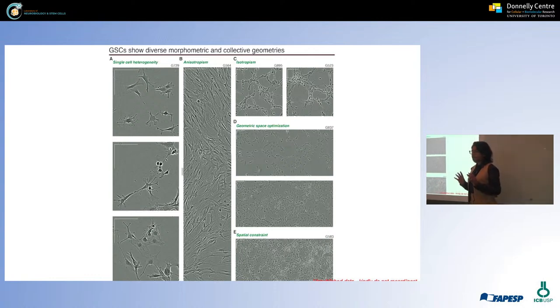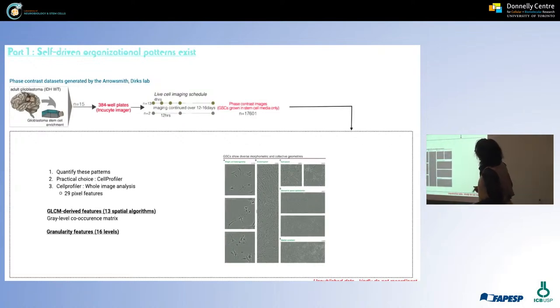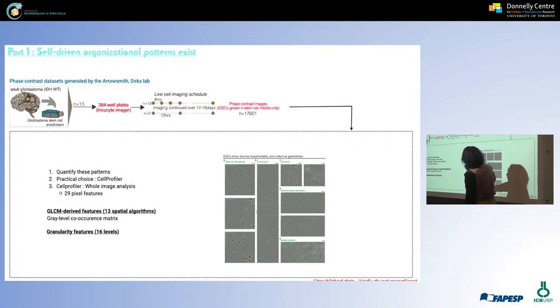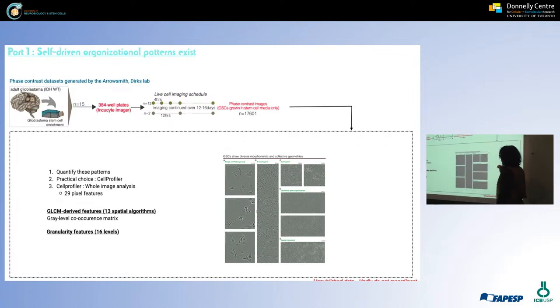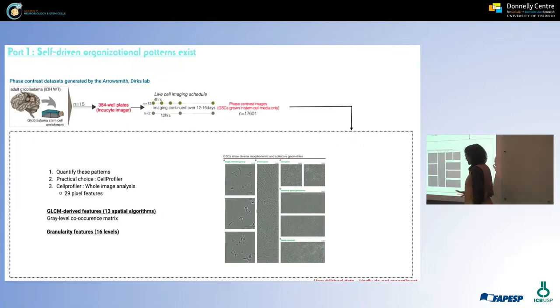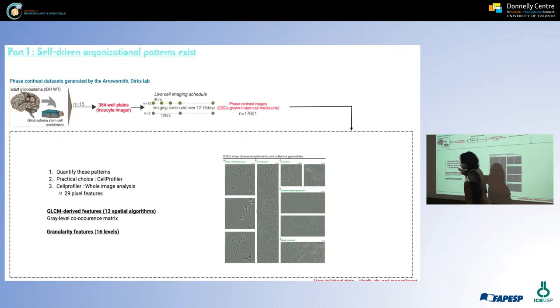But the human eye is horrible at finding patterns. We will see patterns when it's not there, and we will not see patterns when it's there. So what I wanted to do was quantify all these patterns. At that time, I was very new to this concept, so I decided, okay, let's just use CellProfiler because they have 29 features.